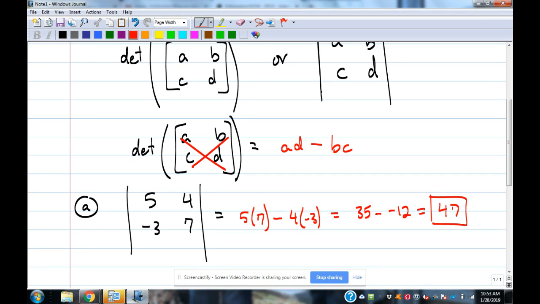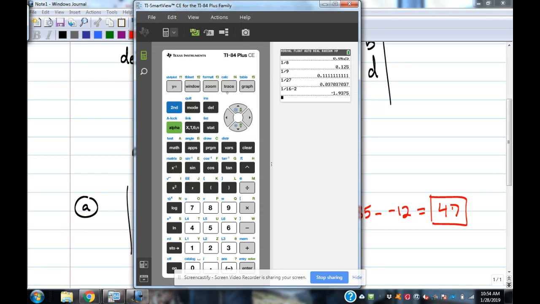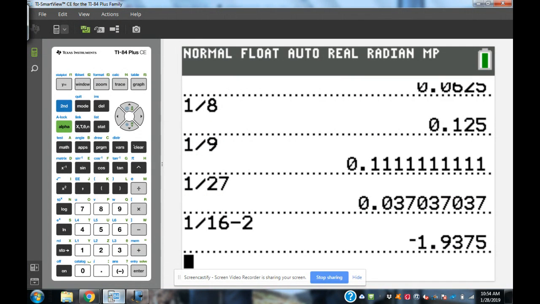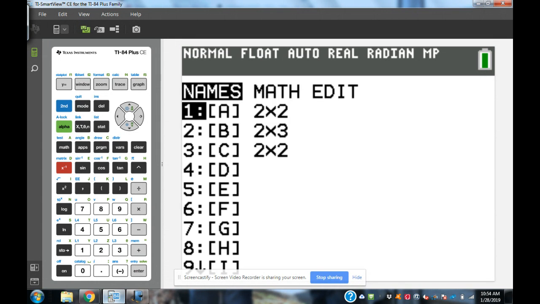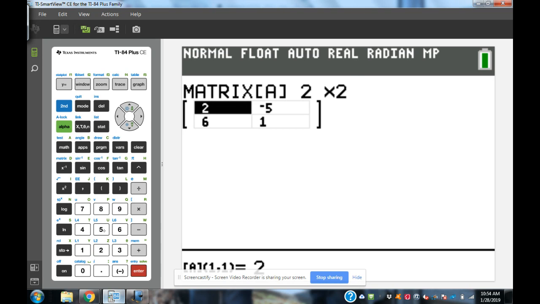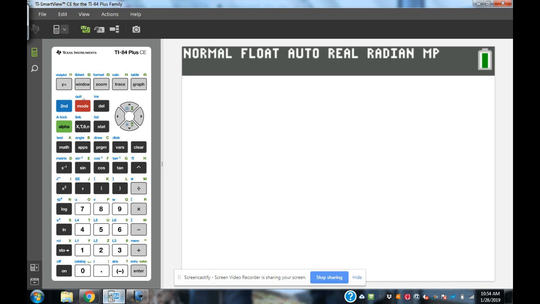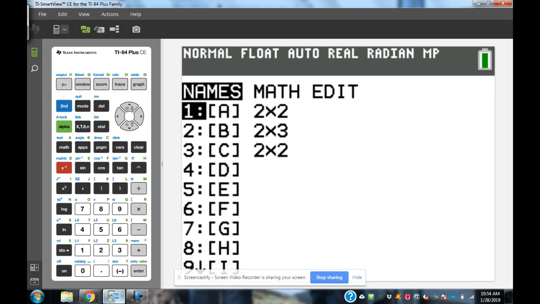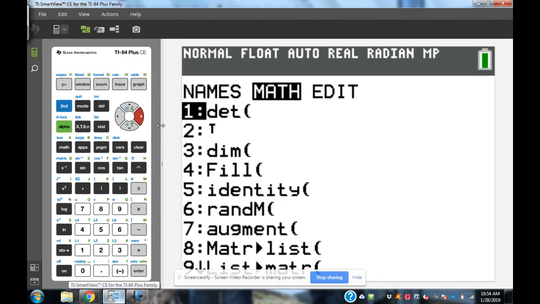So a 2 by 2, I would normally do by hand instead of taking all the time that we're going to show here, going to the calculator and hitting second matrix, going over to edit, and then a 2 by 2, and then typing in 5, 4, -3, 7, getting out of that. And then to find the determinant of a matrix with the calculator, you hit second matrix, and then you're doing some math with it. So we're going to go to the math menu, and the very first option is DET.